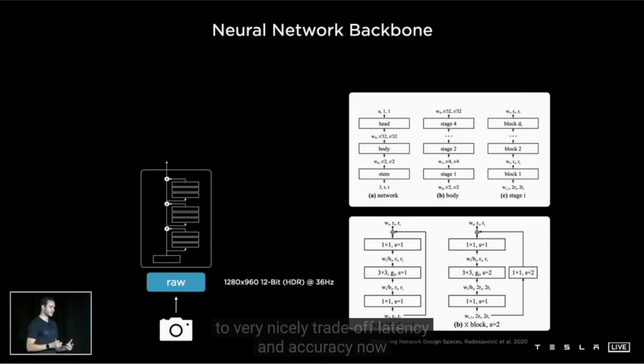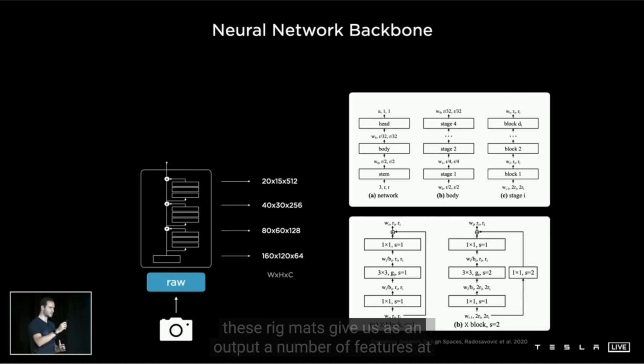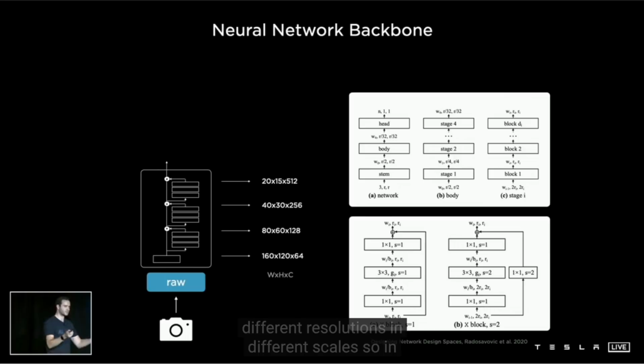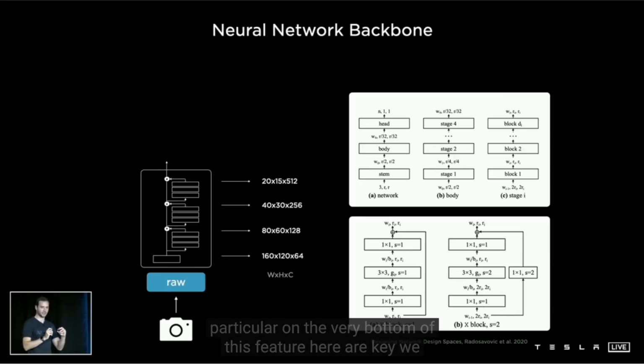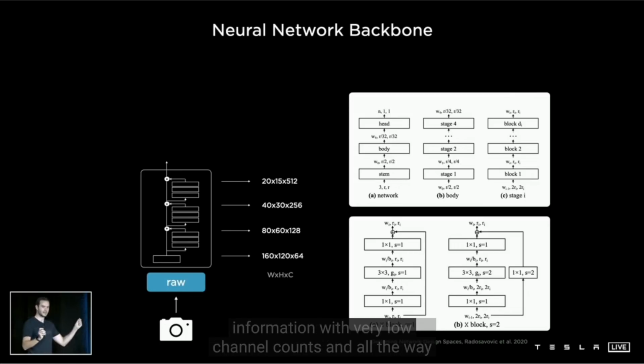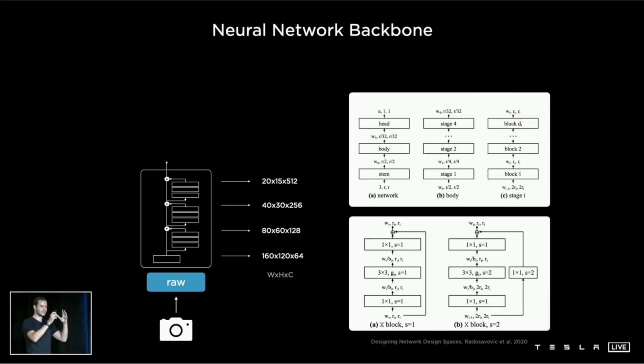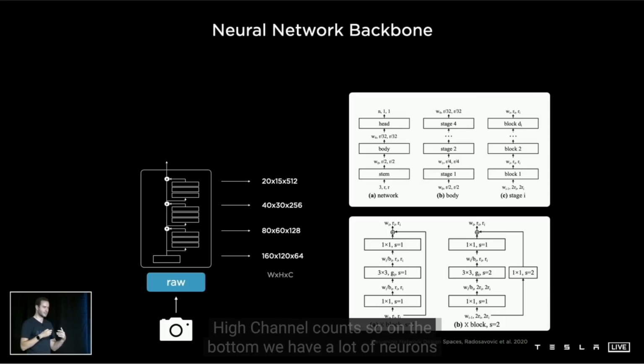Now these RegNets give us, as an output, a number of features at different resolutions and different scales. So in particular, on the very bottom of this feature hierarchy, we have very high resolution information with very low channel counts. And all the way at the top, we have low resolution spatially, but high channel counts. So on the bottom, we have a lot of neurons that are really scrutinizing the detail of the image. And on the top, we have neurons that can see most of the image and have a lot of that scene context.